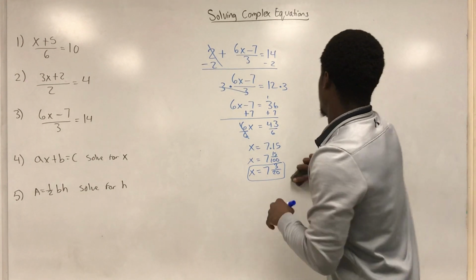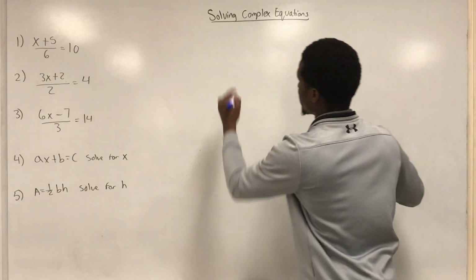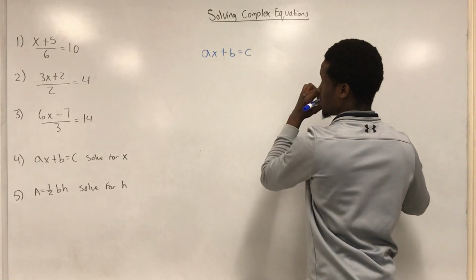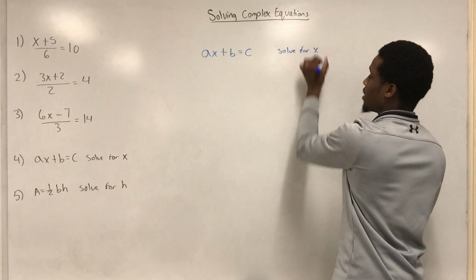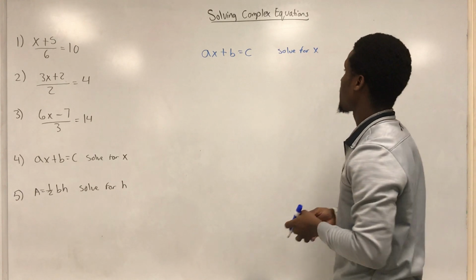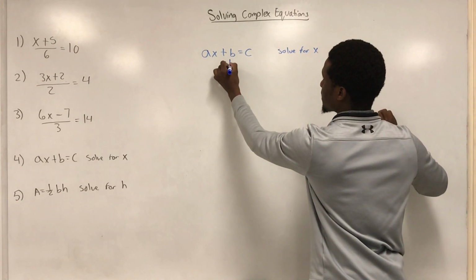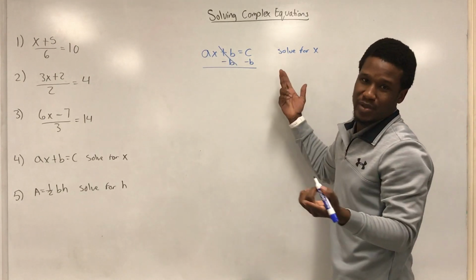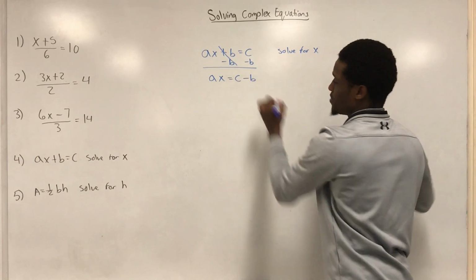Now, let's talk about some literal equations. ax plus b equals c. We're going to go ahead and solve for x. What that means is that we want to get x by itself. In order to do that, I need to get rid of this b. So I'm going to subtract b and subtract b. I don't know the value of b, so it's just ax equals c minus b.